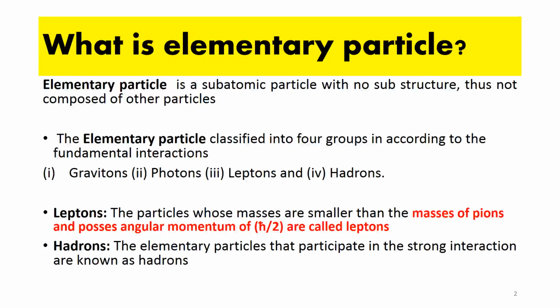Leptons usually have masses less than the mass of the pions and have an angular momentum of half h cross. Hadrons, as I explained, participate in the strong interaction. That means hadrons usually participate in the interactions between nucleons.